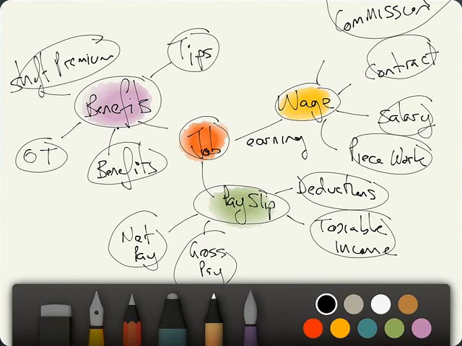So here are some of the terms and concepts we'll be examining over the next couple of weeks in this unit. You should be able to add ideas and connections in further detail to your own mind map.